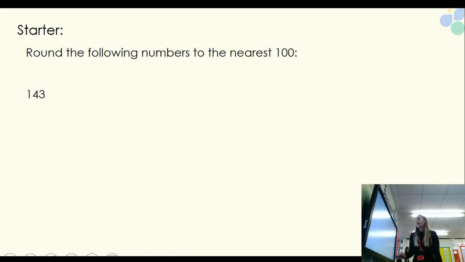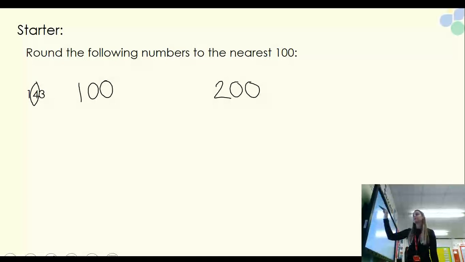Okay, rounding to the nearest 100. So when we're rounding to the nearest 100, we look at our tens column and we apply the same rule of 5 or more we raise a score, 4 or less we let it rest. So 143. What 100 would we be rounding it to? What multiple of 100? So if we were rounding this up, it would be 200. If we were rounding it down, we'll be rounding it to 100. So we look in our tens column to tell us the answer. There is a 4 in our tens column, meaning that we will be rounding it down to 100 because it is closer to 100, isn't it?